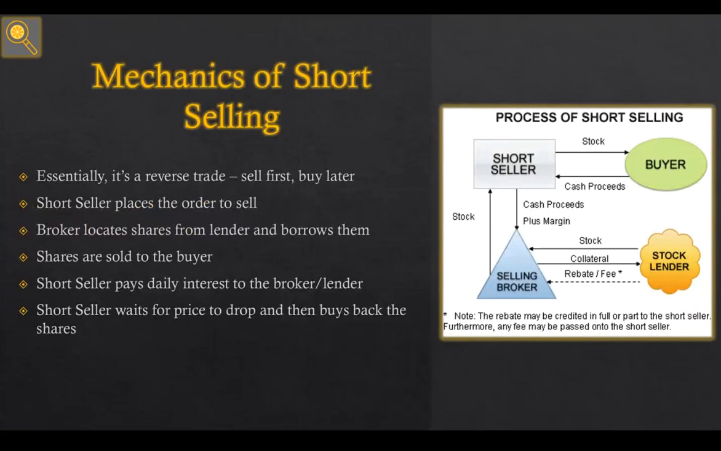So if you're not familiar with short selling, the main thing to understand is that it's basically a reverse trade. So you sell first and then you buy back later. So the old adage of buy low, sell high. In the case of short selling, you're trying to sell high and buy low. So you're betting that the stock is going to go down, right? So what happens mechanically? How do these orders work?